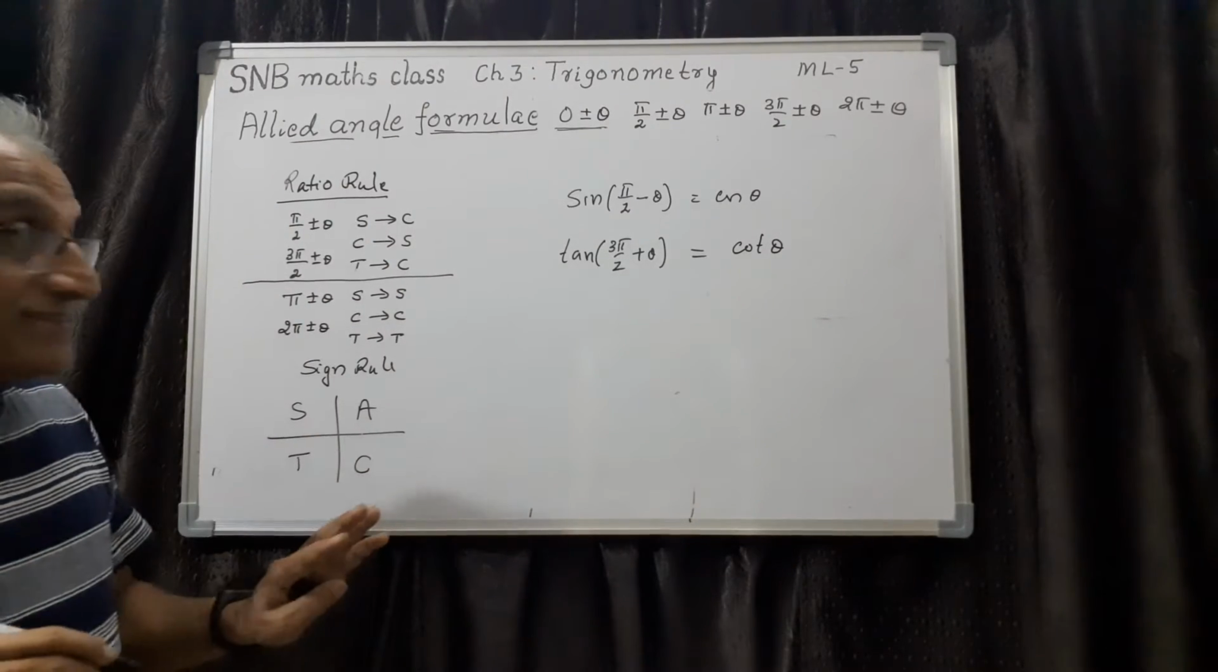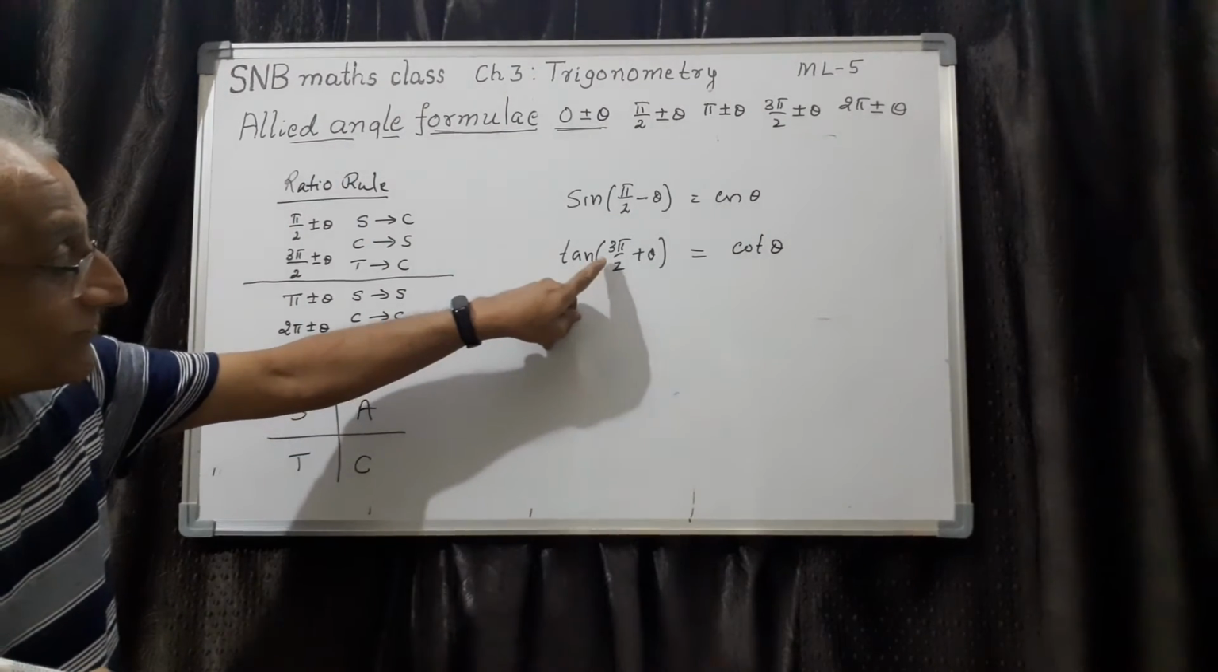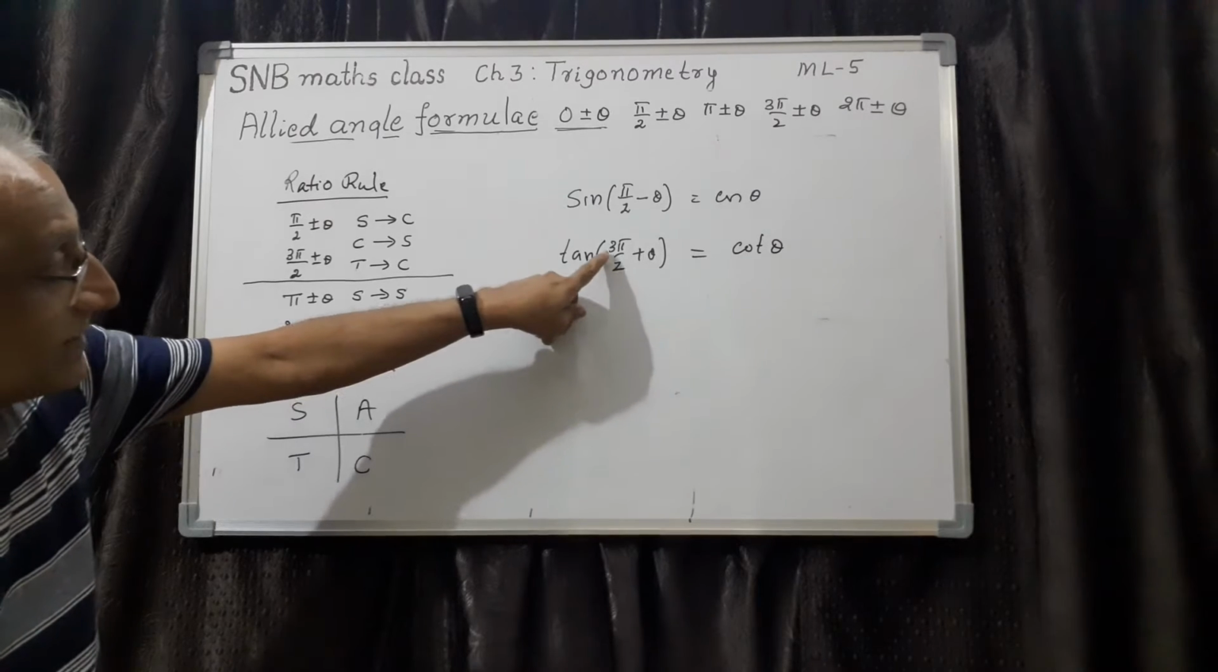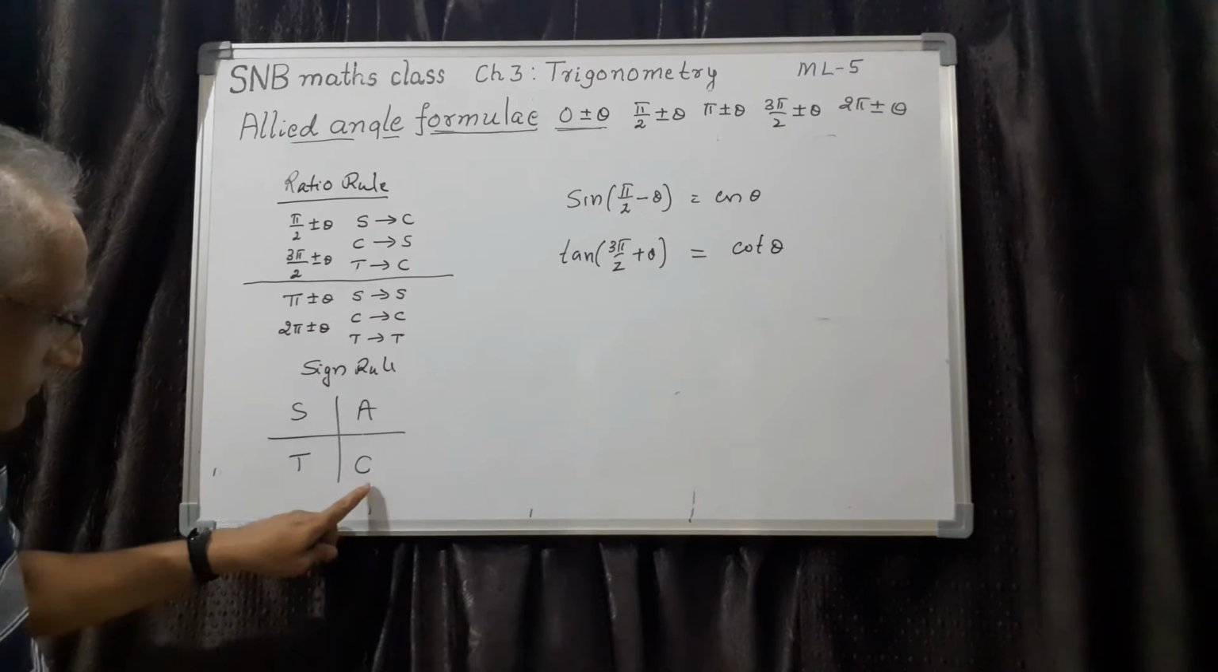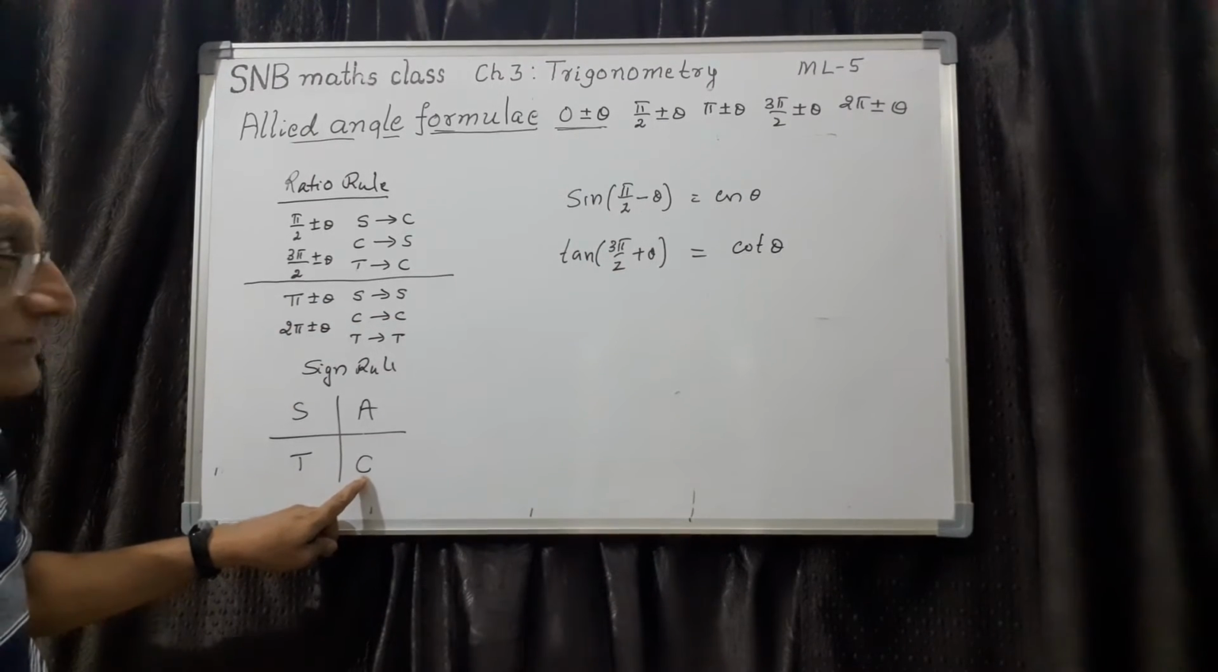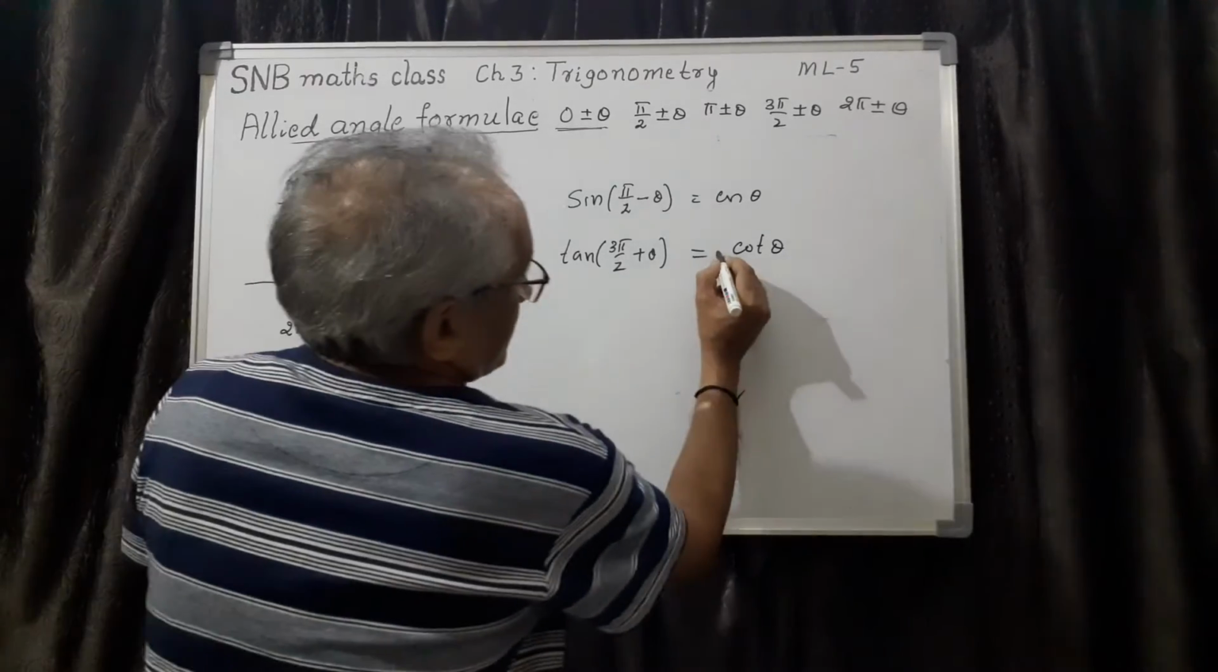Then it is not over. I have to decide this sign. Where is this one now? 3pi/2 + theta is in the fourth quadrant. In the fourth quadrant only cos is positive, tan is negative. So I have to write this.